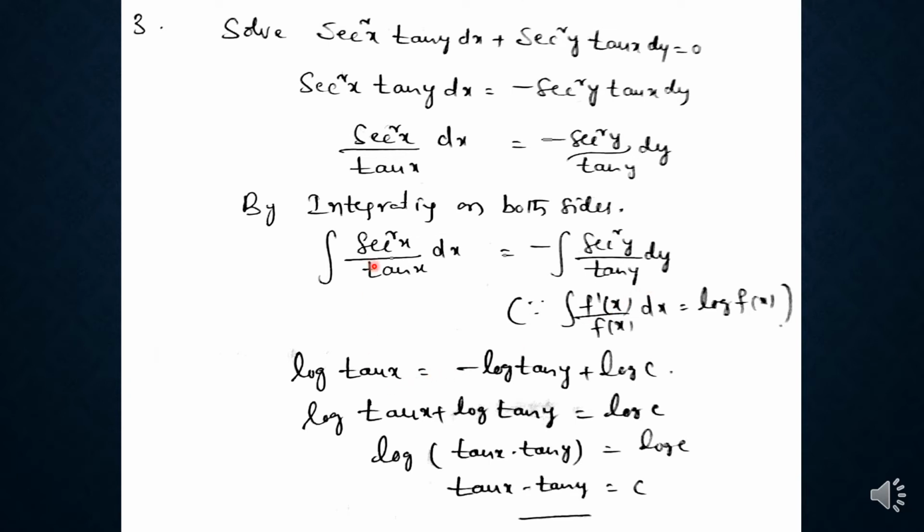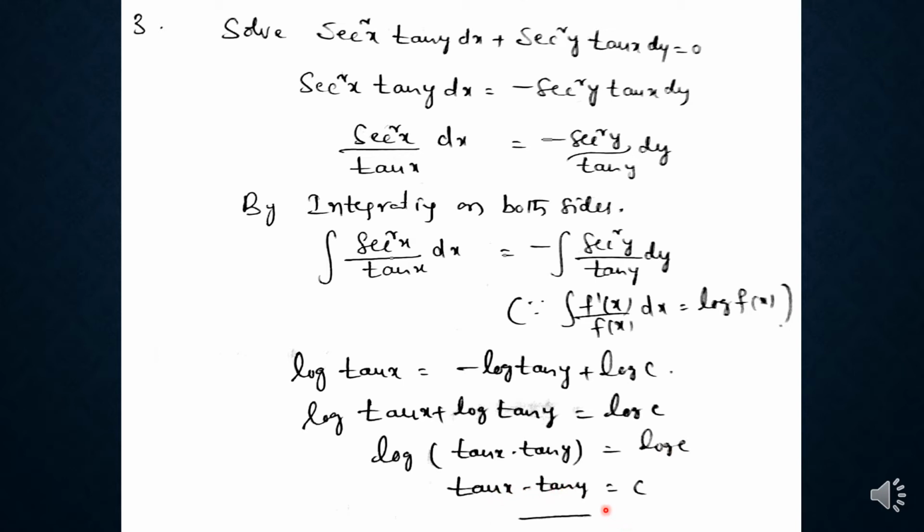So this integral secant square x by tan x dx is log tan x is equal to minus integral secant square y by tan y dy, which is minus log tan y, plus we are taking the constant as log c. So this can be written as log tan x plus log tan y is equal to log c. Here this is in the form of log a plus log b, which can be written as log of a into b, that is equal to log c. Log of tan x into tan y is equal to log c. So removing log on both sides, we can write it as tan x into tan y is equal to c.